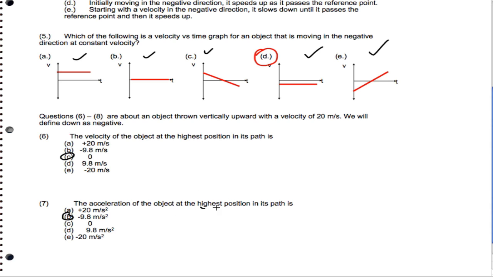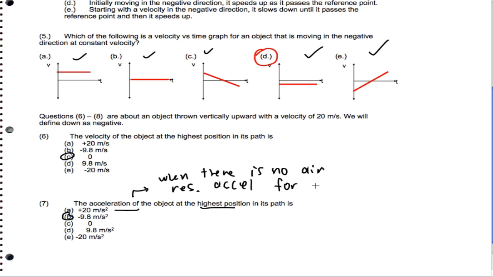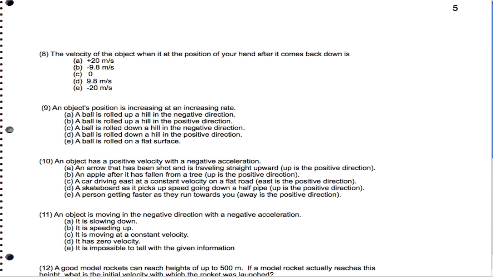So, again here, when there is no air resistance, acceleration for a thrown object is always negative g. Excellent.